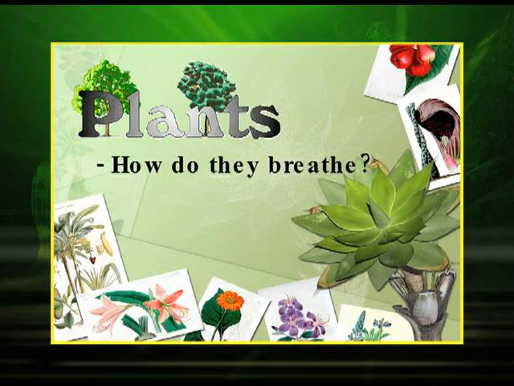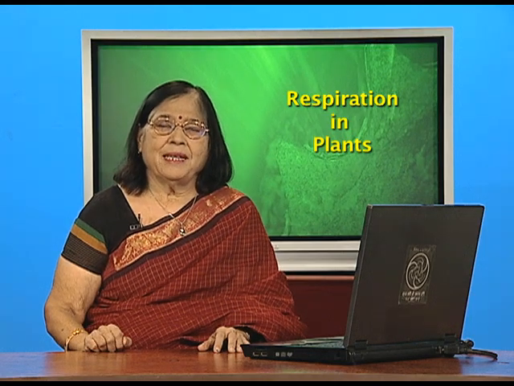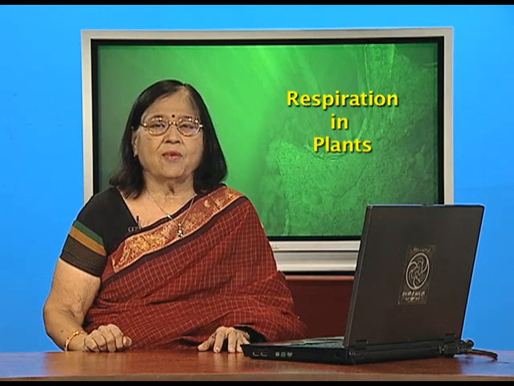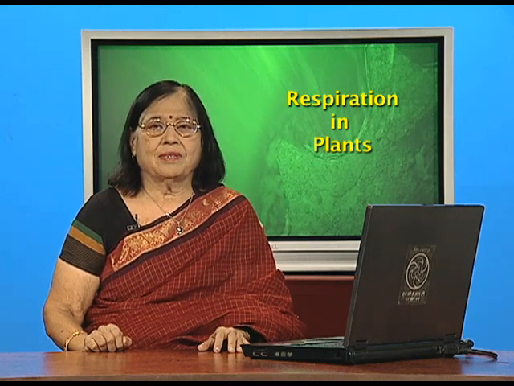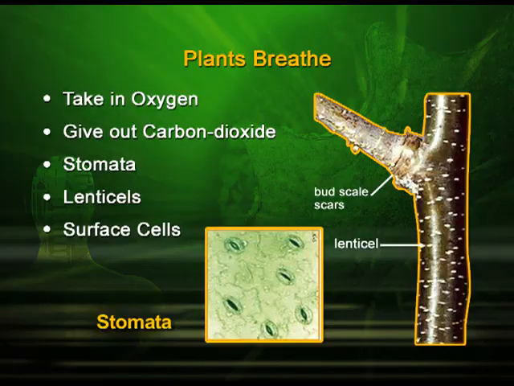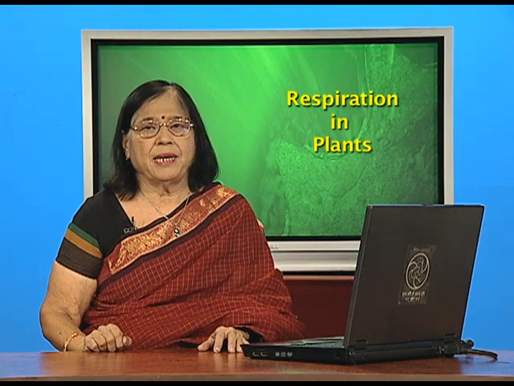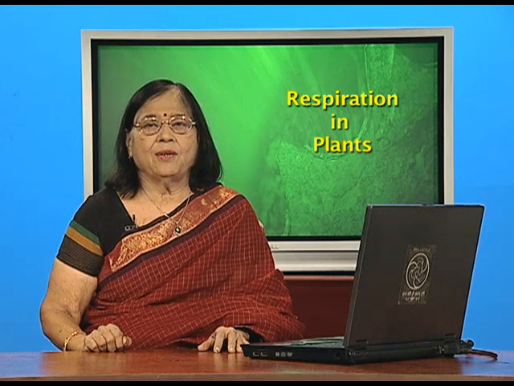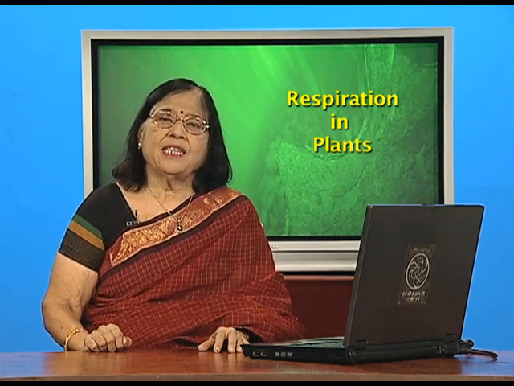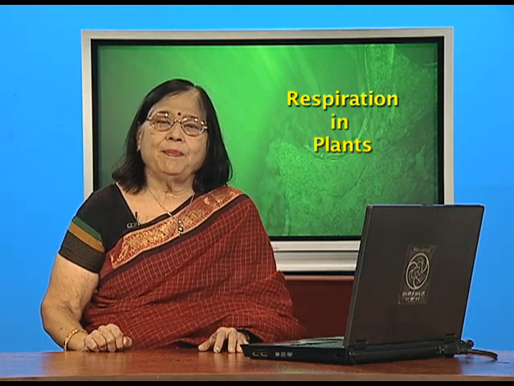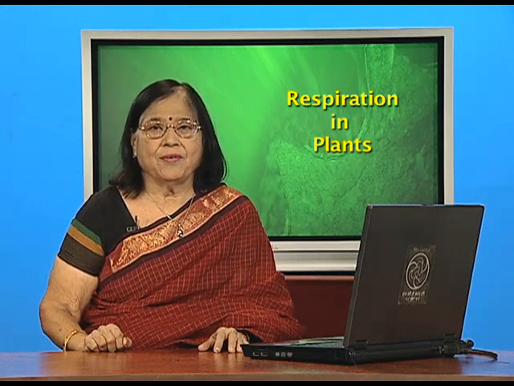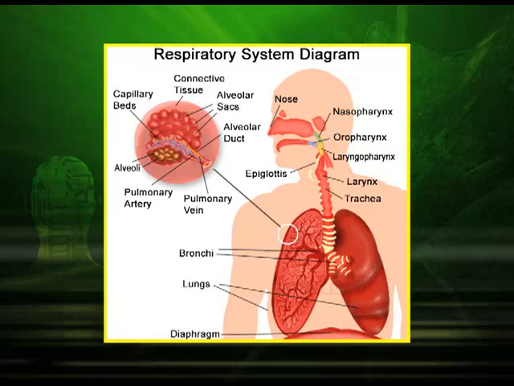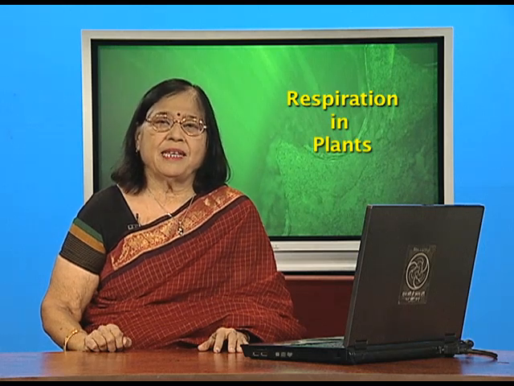Plants breathe. How do they breathe? Of course, breathing involves taking in oxygen and giving out carbon dioxide. Now, in the leaves, there are small pores. We call them stomata. You can see stomata in this slide, but they are present only in leaves. Do you mean to say that only leaves are doing the respiration? Children, at this point, we must understand that plants or trees do not have an elaborate respiratory system like you have. You have your nose, trachea, lungs, alveoli, and so many fine structures for respiration. In plants, the respiratory part is very simplified.